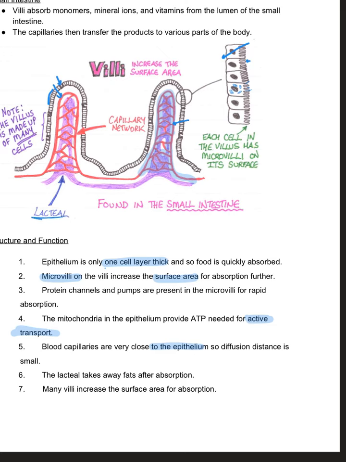The lacteal here is something we don't talk much about in this class, but the lacteal is part of the lymphatic system. Not only is it part of the immune system function, but this is also how we can transport fat molecules and insoluble molecules around the body. So the lacteal is where the fats are going to be taken away after absorption.